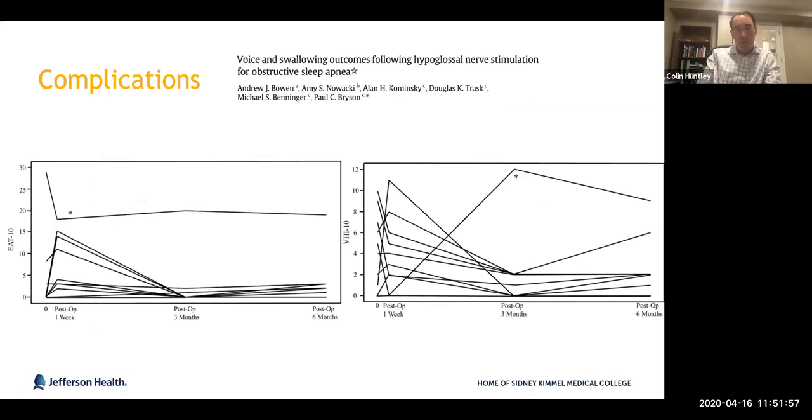This was a paper again from Cleveland, looking at swallowing and voice outcomes afterward. I think this had 14 patients in it, and they did a pre and post-op EAT-10, which is a 10-question swallowing questionnaire, and VHI, which is the Voice Handicap Index. You saw no residual swallowing problems at 6 months post-op, and no residual voice issues, with the exception of one patient at 6 months. So it suggested that even through stimulating the tongue, you're not seeing post-op issues with speech and swallowing.